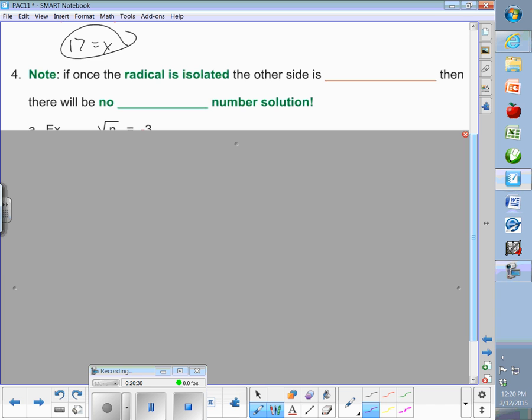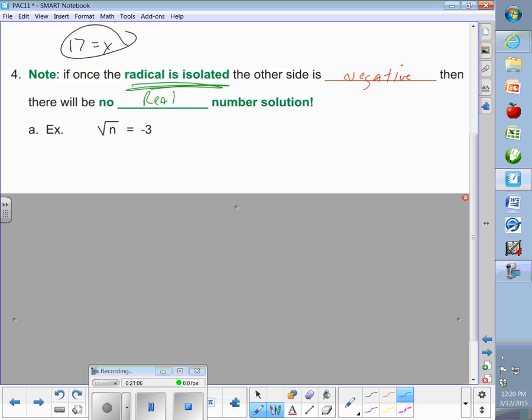Number 4, note, once the radical is isolated, notice those words, once the radical is isolated. You have to get the radical isolated first. If the other side is negative, then there will be no, not applicable, no real number solution. Don't put NA. The radical police will cite you.